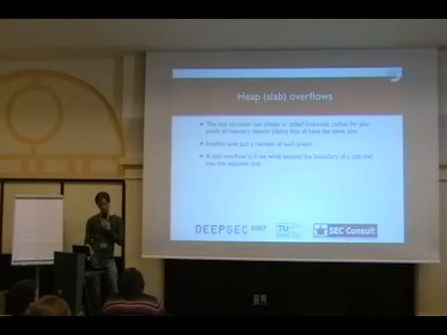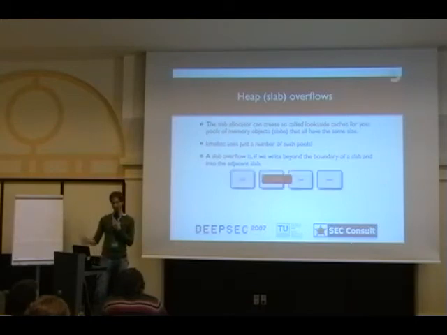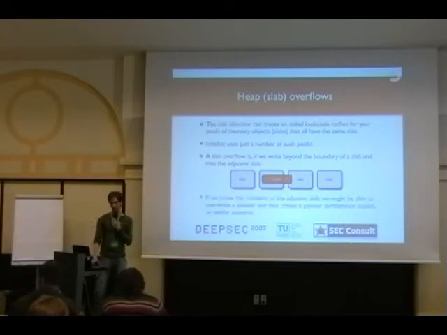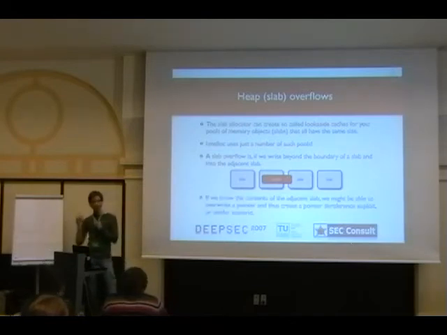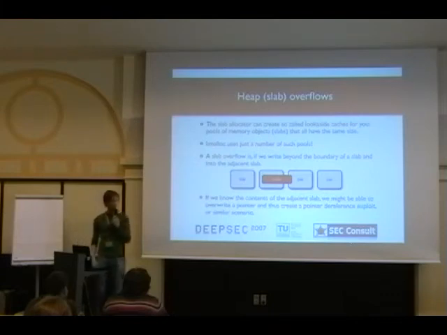So what is a slab overflow? A slab overflow is simply if you write beyond the boundary of one such object and into the adjacent object. So it's something like this. And again, you could try to exploit the metadata, but also the data, as we heard yesterday, that is in the next slab. But for this to work, you need to know what kind of memory object is there that you're writing into, and then you could maybe exploit by overwriting a function pointer in that memory object.